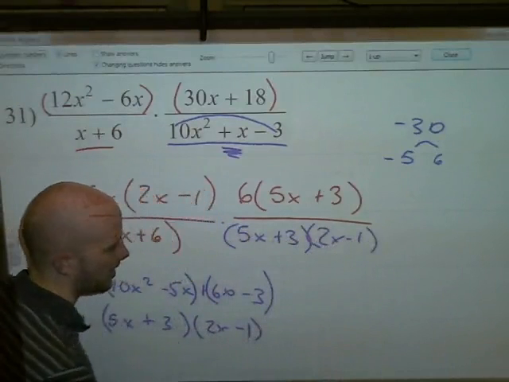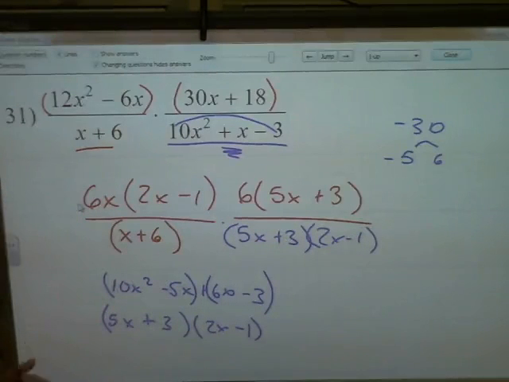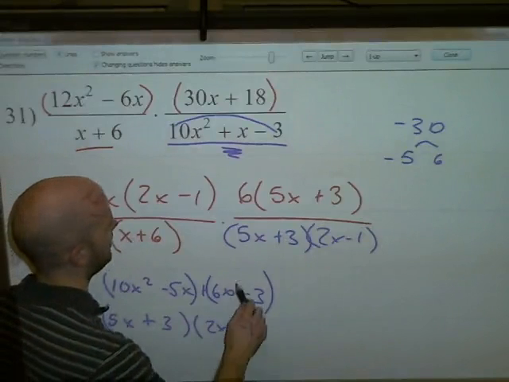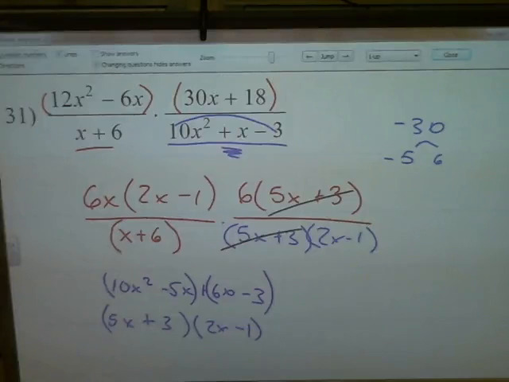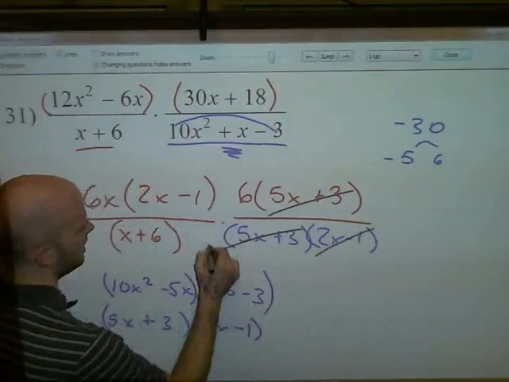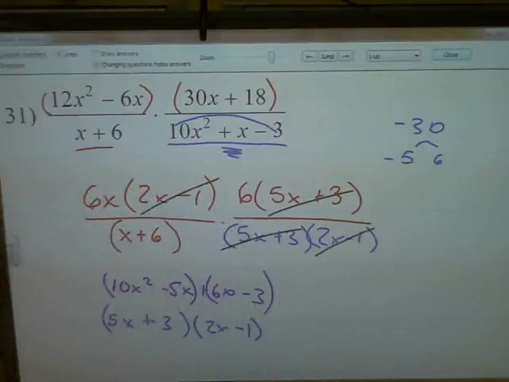Now what we're hoping to happen here is that it'll cancel with something on the top. And if I look at the other stuff in red, you can see that I have a 5x plus 3 on the top of the second fraction, which will cancel with the 5x plus 3 on the bottom. And I have a 2x minus 1 on the top of the first fraction, which will cancel with the 2x minus 1 on the bottom of the second.